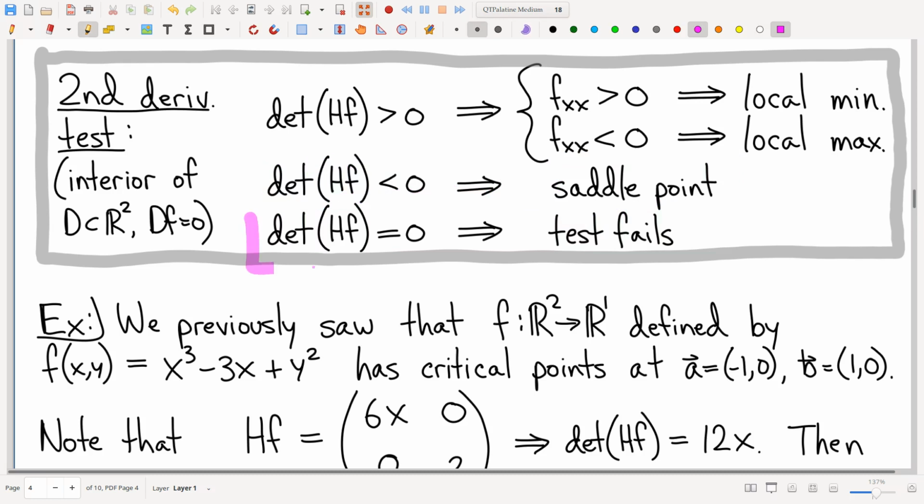And of course, it's also possible that the determinant will give you 0, in which case the test fails. And just keep in mind, test fails means we draw no conclusion. It does not mean that it's not a max. It does not mean that it's not a min. It means we know nothing. We conclude nothing.